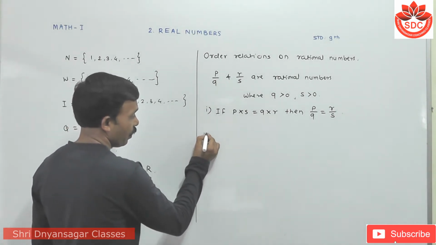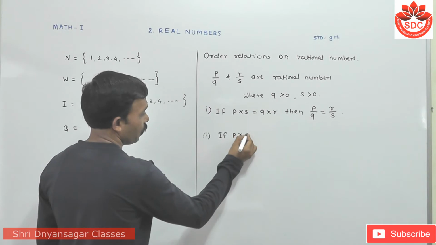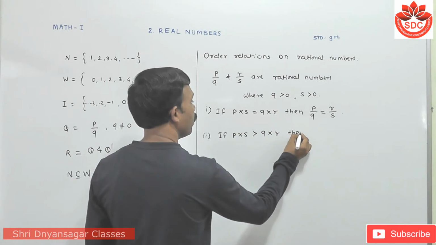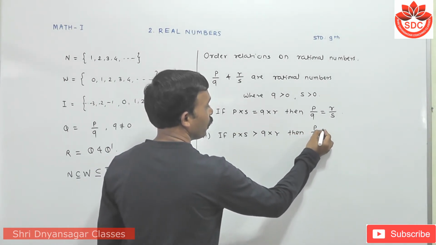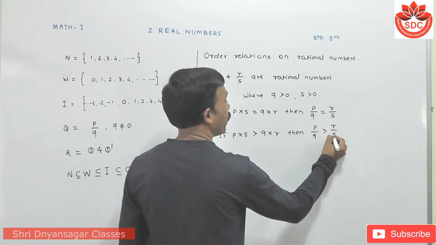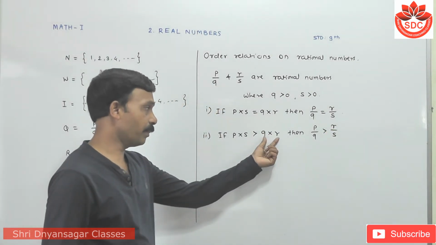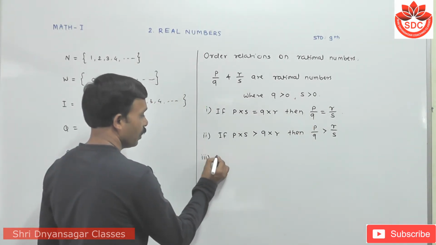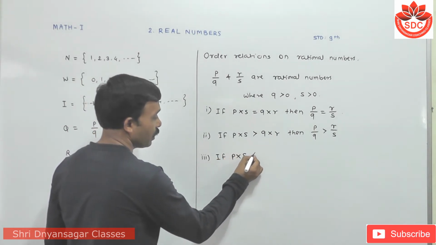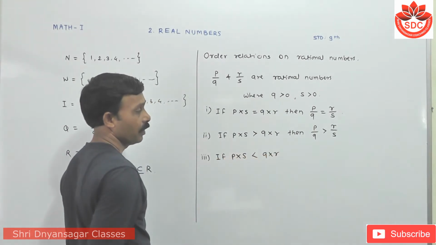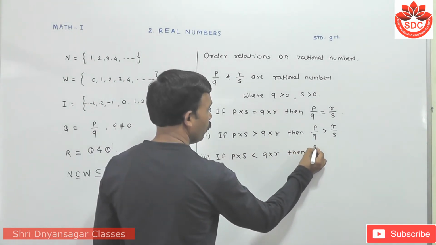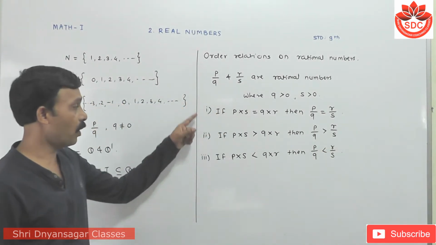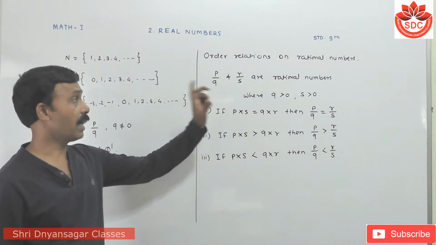Second one is, if P into S is greater than Q into R, then this ratio P upon Q is always greater than R upon S. म्हणजे फर्स्ट प्रोडक्ट ग्रेटर आहे सेकंड पेक्षा, फर्स्ट रेशो ग्रेटर आहे कोणापेक्षा, सेकंड पेक्षा. In the third case, if P into S is less than Q into R, then P upon Q is less than R upon S. This is a very important order relation between these rational numbers.